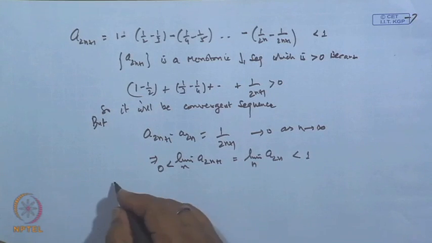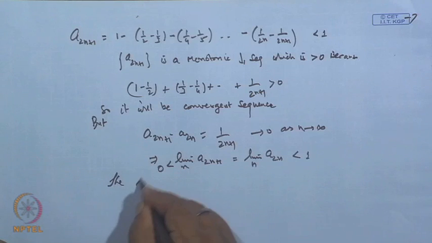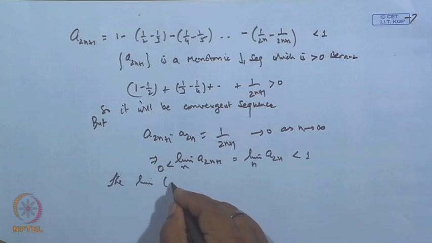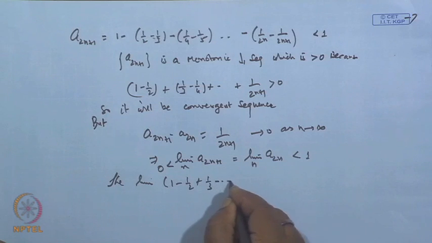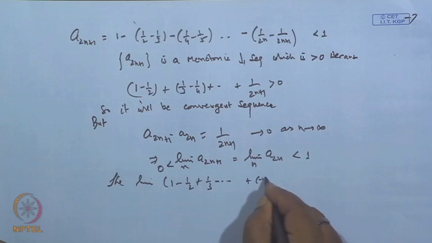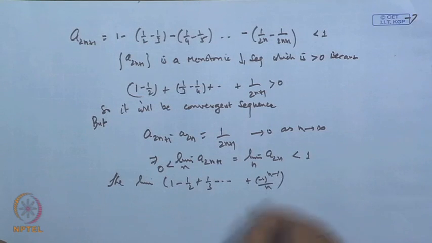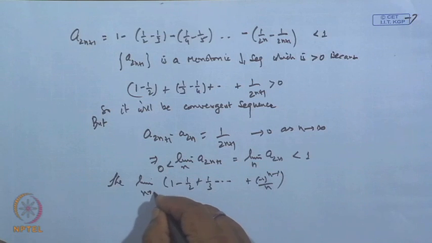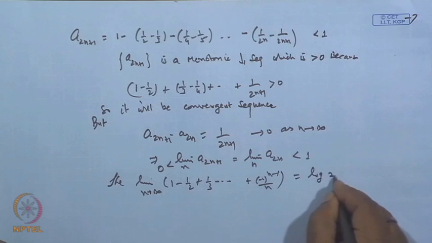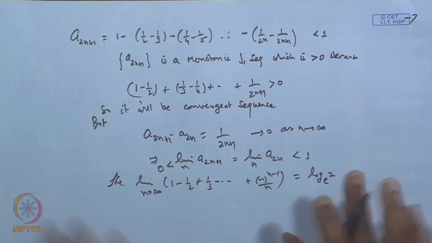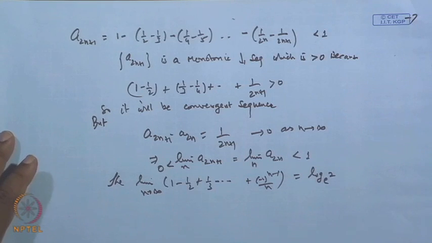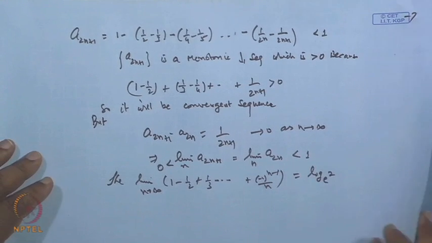Okay. The limit of this sequence, 1 minus 1/2 plus 1/3 minus and so forth, plus minus (-1) to the power n, as n tends to infinity, is denoted by log 2 to the base e. In fact, it will be proved to be log 2. So, this limit exists. Then that is all.